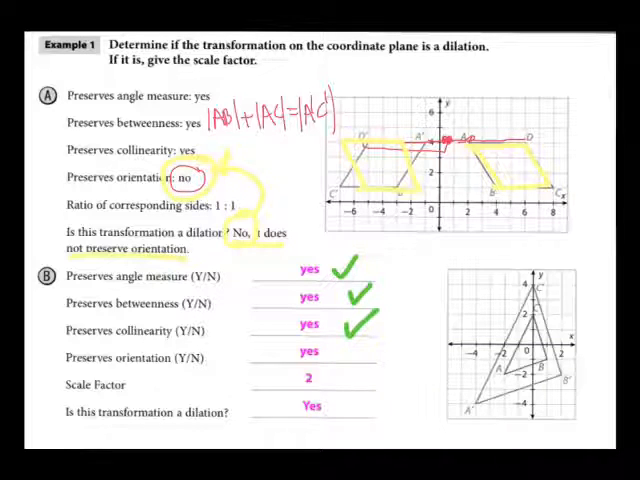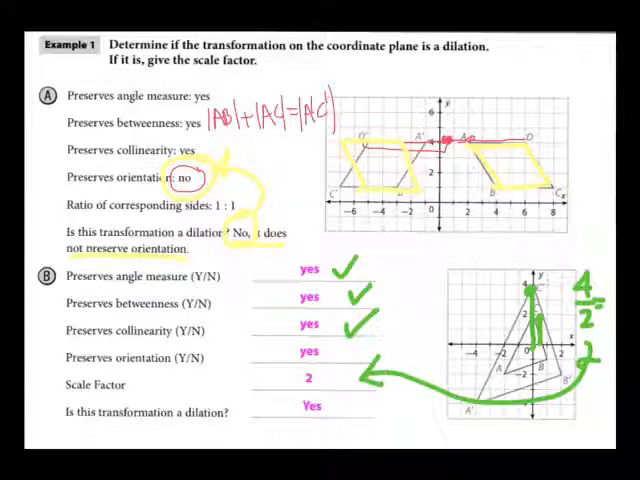And now let's talk about my scale factor. You can use the center of dilation to help you find the scale factor. So if you go from C prime to the 0, and you also go from C to the 0, we have a measure of 4 over 2. So 4 over 2 becomes the number 2. And that's where the scale factor comes in. So our scale factor is 2.